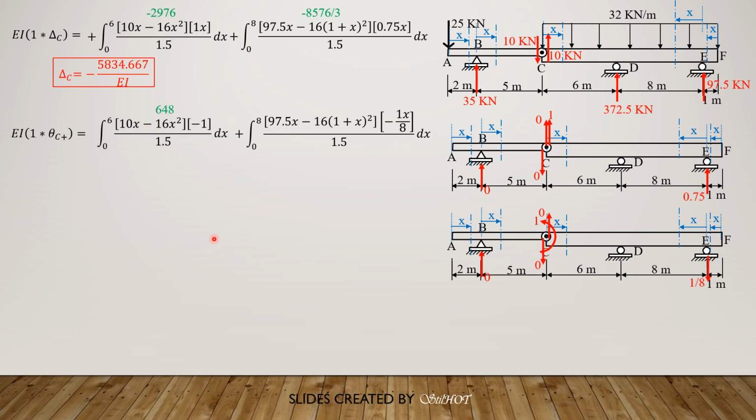So the value of the first is equal to 648. The value of the second is equal to 4288 over 9. Then combining, theta C plus equals 1124.444 over EI. So that's it. That's the solution by virtual work method.